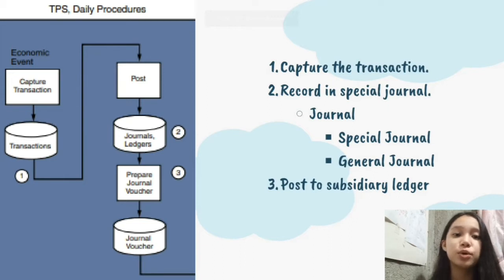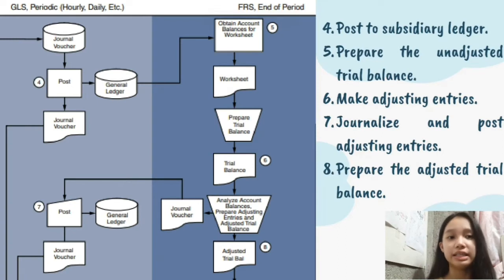Third is posting to the subsidiary ledger. Here, the details of each transaction are posted to the affected subsidiary accounts. Then, yung total nito nag-i-equal sa isang specific account sa general ledger. Bale, dito na makikita yung mas detailed information of accounts. Fourth step is to post to the general ledger.